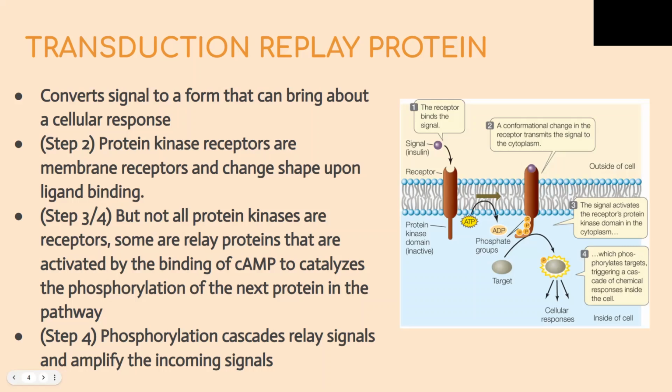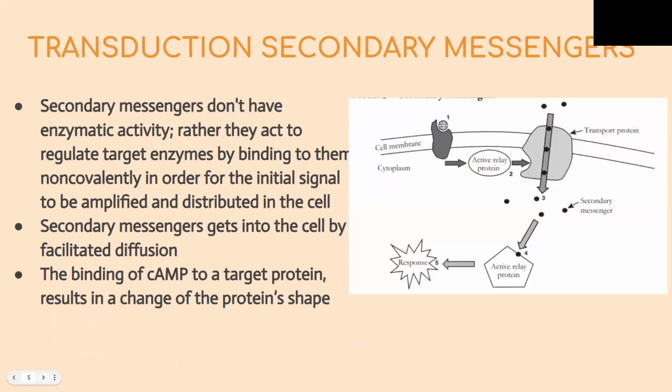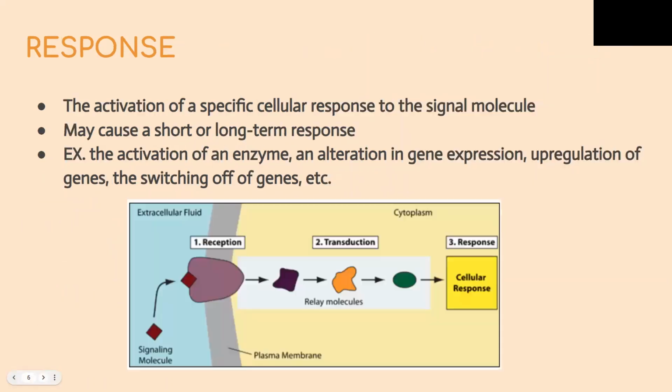In other scenarios, the protein kinase acts as a relay protein, which is activated by the binding of a secondary messenger to speed up the next phosphorylation, which results in a more magnified cell response. Also, secondary messengers lie in this step as well. They are not enzymes. Instead, they are simply chemical messengers that get into the cell through the means of a protein. Their job is to regulate target enzymes by binding to their active site so the signal can be distributed and amplified in the cell. This also results in a conformational change in the protein shape.